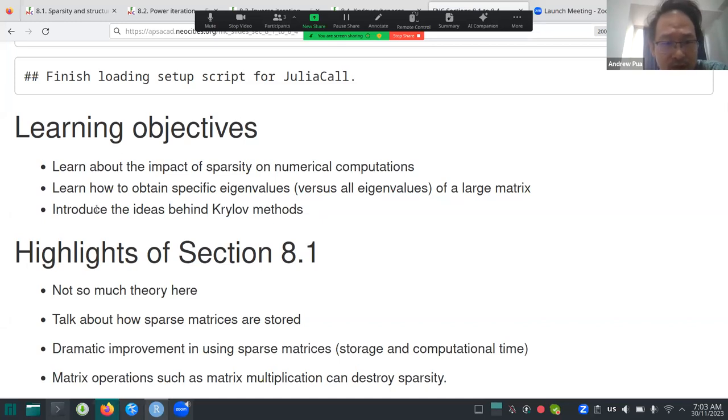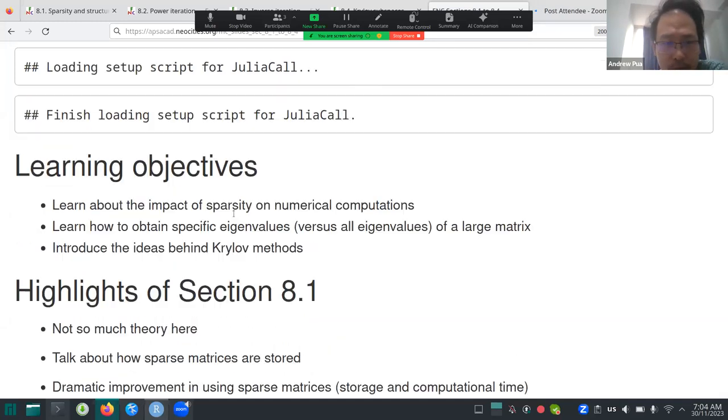And then finally, section 8.4 starts a class of methods called Krylov methods. The idea behind Krylov methods was foreshadowed in 8.2 and 8.3. Essentially what they do is replace a complicated space with a not very complicated space, and that simpler space is obtained through a recursion. So roughly, this is how I would think about it.